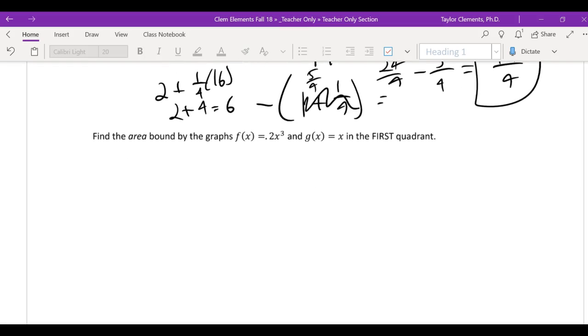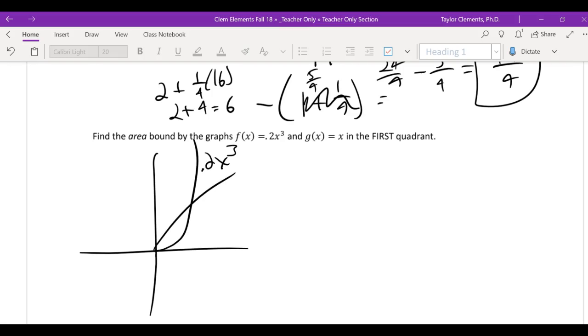Area. Okay, so these should seem a lot easier compared to all the volume problems we've been doing. The curves are 0.2x to the third and x, in the first quadrant only, though. So here's the one that's 0.2x cubed, and here's this one that's just y equals x. Just that area right there. So we just do top minus bottom.